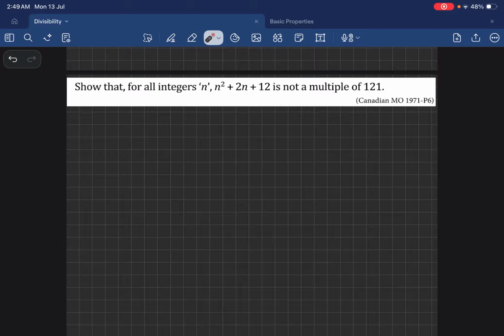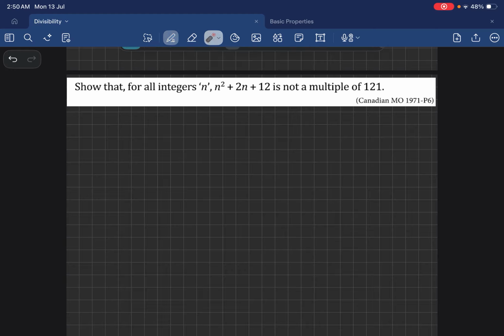Okay guys, so we have got this nice problem from Canadian Mathematics Olympiad 1971. It's problem 6. Before looking at my solution, I want you to attempt this question and think about it for a very long time. Look at it strategically and try to factor and play with it and see if you get to the answer. If you can't, then after 30 minutes you can come here and look at the solution.